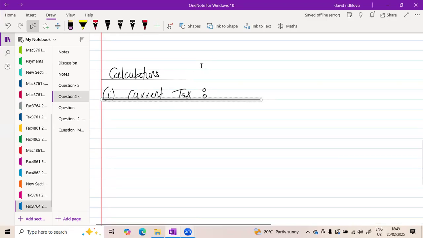In terms of current tax, good people, where do I start? I want to see if you have been revising. Current tax calculation, where do I start?